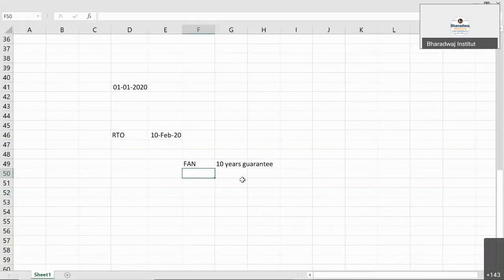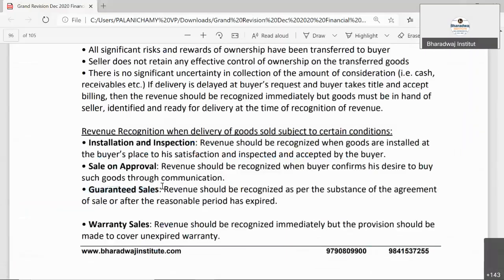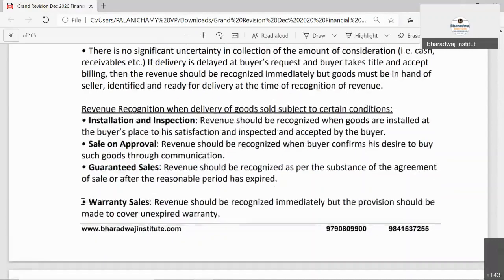So on what basis? How much percentage will I provide for repairs? It all depends on your past experience of defective goods percentage. So in case of guarantee sales, revenue should be recognized as per the substance of the agreement. In case of warranty sales also, you recognize the sales, but provision should be created for repairs and replacements.